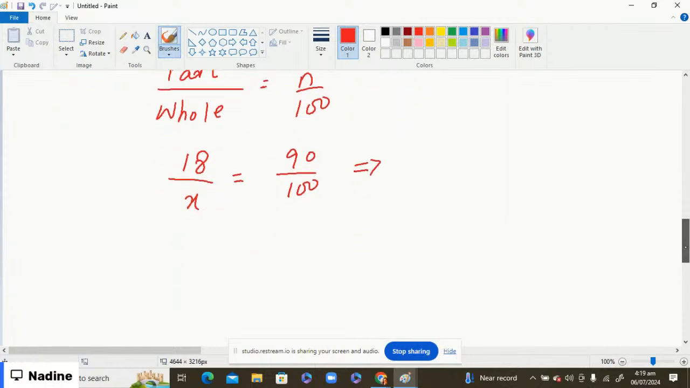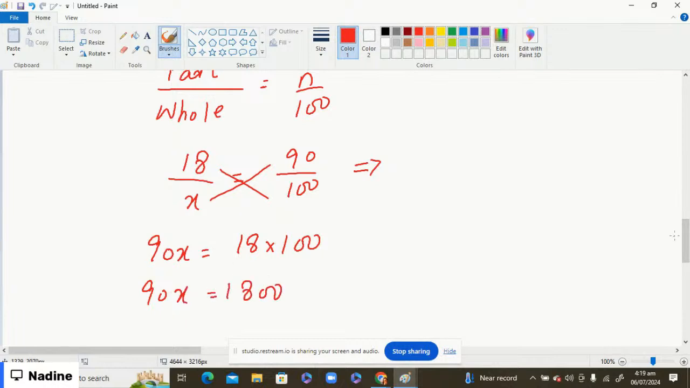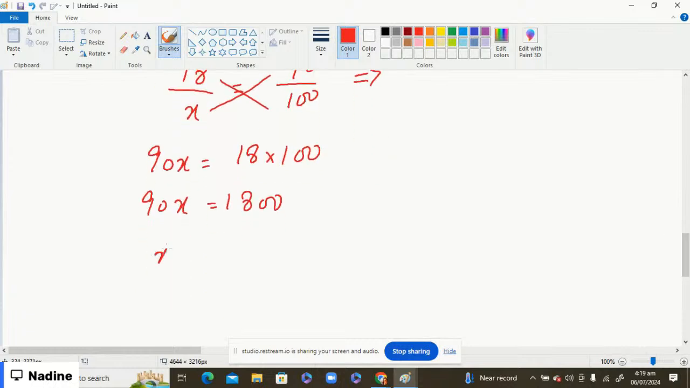Now let's cross multiply with each other. So what does it become? It becomes 90x, which is equal to 18 times 100, so 90x equals 1800. So x is multiplied by 90 here. When we move it to this side, it becomes division. The zeros cancel, and here the answer is 20.